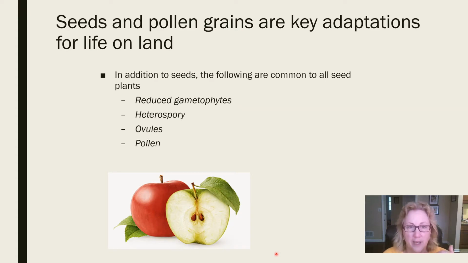They also have heterospory. Remember, spores are haploid, and spores form the gametophytes in the other plants and here as well. With the seed plants, hetero means different, so there are two different kinds of spores, large spores and small spores. The large spores, the megaspores, are going to eventually form the egg. Those are the female gametophyte cells, and the microspores are going to form the pollen granules, which are the male gametophyte.